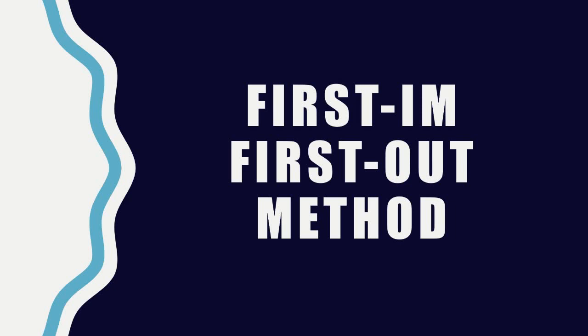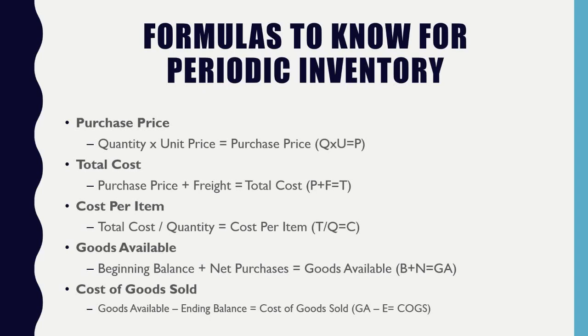Now, of course, for FIFO, let's take a look at the computations or formulas that you need to know when you are calculating the cost of your inventory items, okay? We have the purchase price, which is your quantity times the unit price you purchased the item for. We also talked about total cost, which in this case only includes freight cost. So your purchase price plus your freight gives you your total cost.